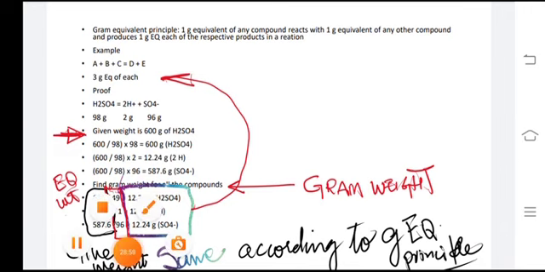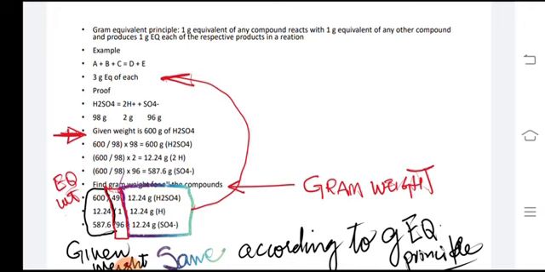Now please have a look at it. It is the gram equivalent principle. It means that 1 gram equivalent of any compound reacts with 1 gram equivalent of another compound and produces 1 gram equivalent each of the respective products in a reaction. So it's quite simple. An example is A plus B plus C giving D plus E. A, B, C are the reactants. D and E are the products.